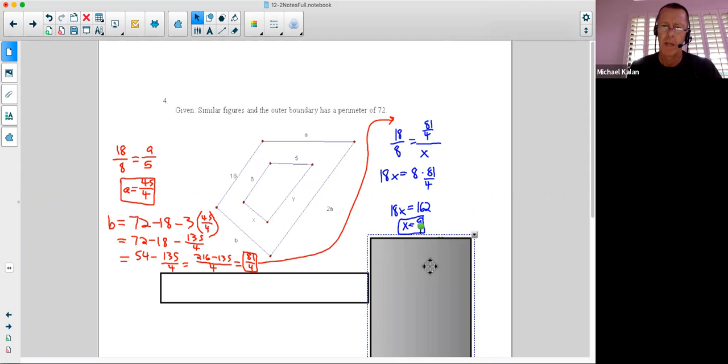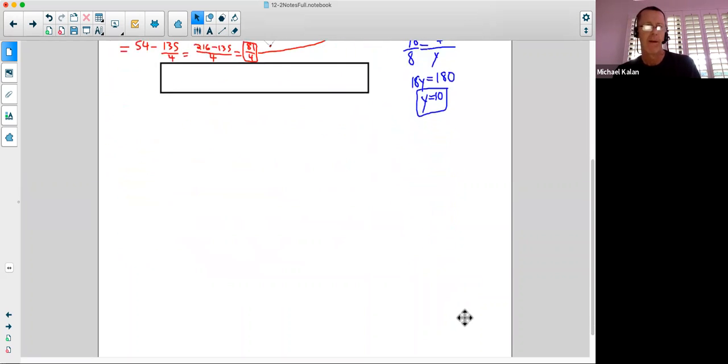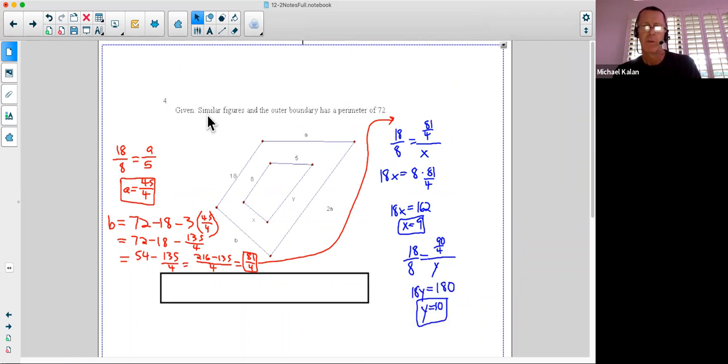So x equals 9. And I also know that 18 over 8 would be equal to 90 over 4, or 45 over 2, right? Which is, I know what 2A is over what Y is. And basically go and do the same way. I could do cross products and so forth, and you get y equals 10. All right, I think that covers it. Yep, that's it for 12.2.